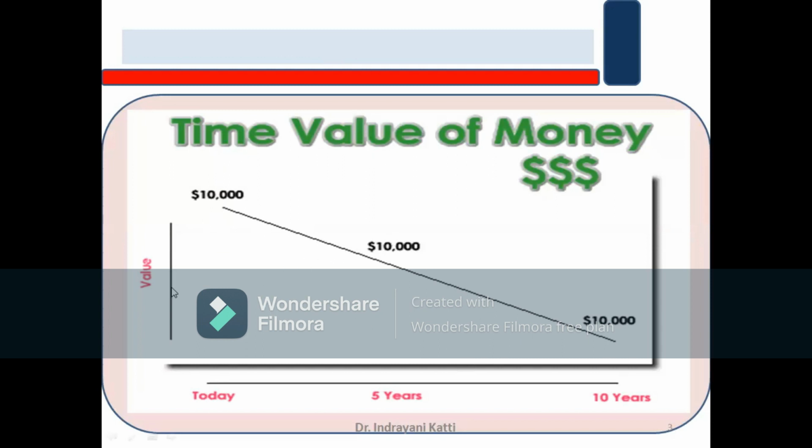Look at this. The Y axis shows you the value and the X axis shows you the period of time. Here, today's dollar is $10,000. The value of $10,000 is highest today, and it goes on declining. After 5 years, the value of $10,000 is less. The value proportion is less over here. And if you look at the 10th year, the value is even less.